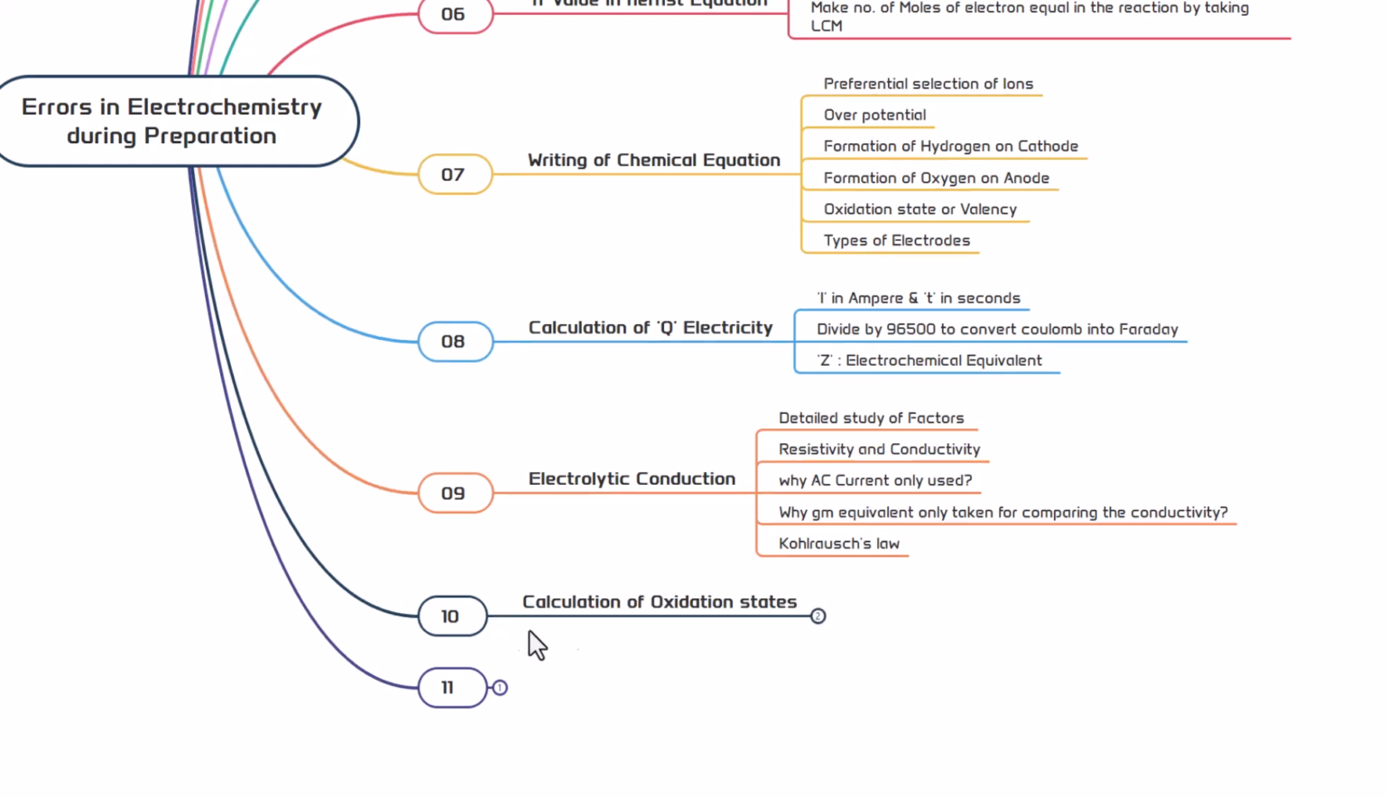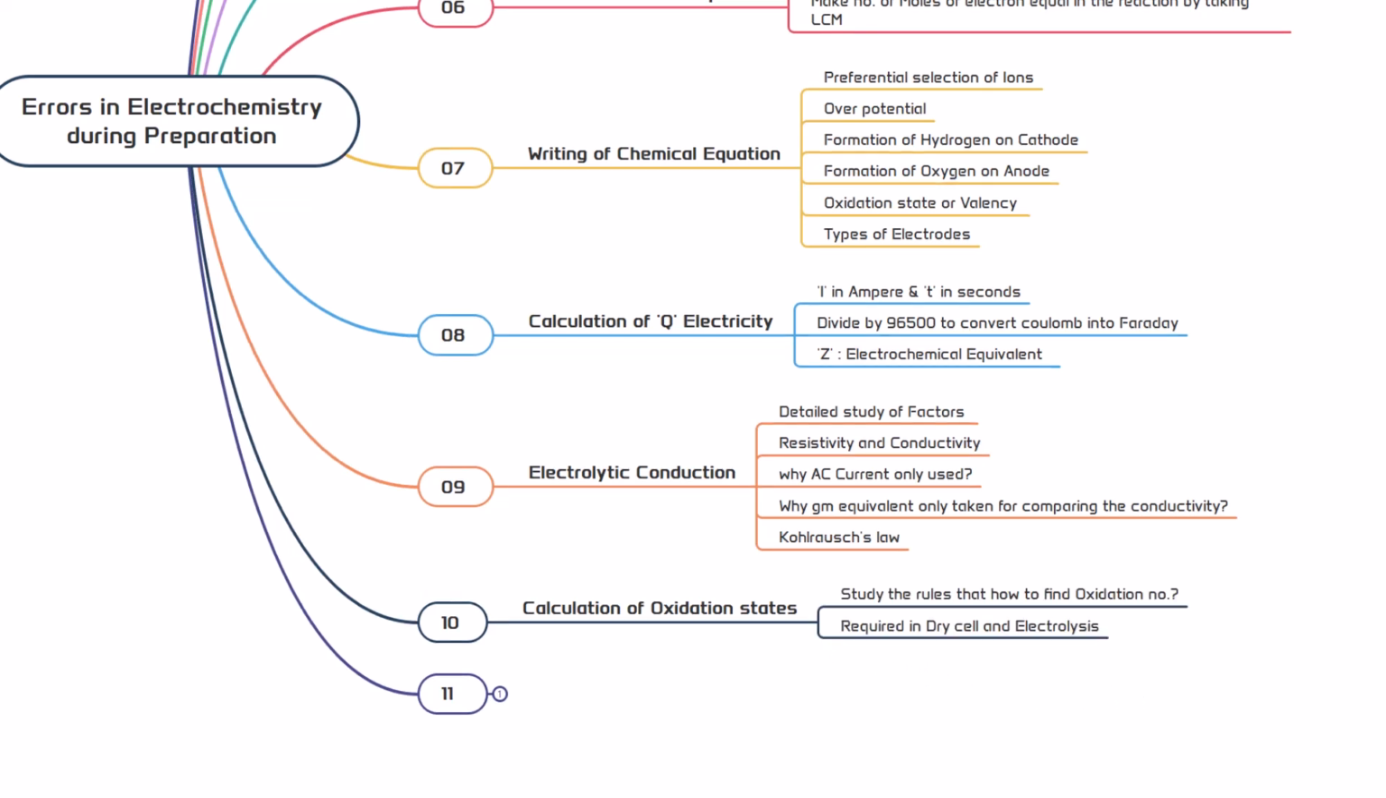Now, number 10, that is calculation of oxidation states. For that, you have to study the rules from the redox reaction, how to find the oxidation number of different elements in different conditions. Specifically, this concept is required in the dry cell and electrolysis. In the dry cell, manganese dioxide changes from +4 to +3. So from the oxidation state itself, we can conclude that manganese is going to be reduced.